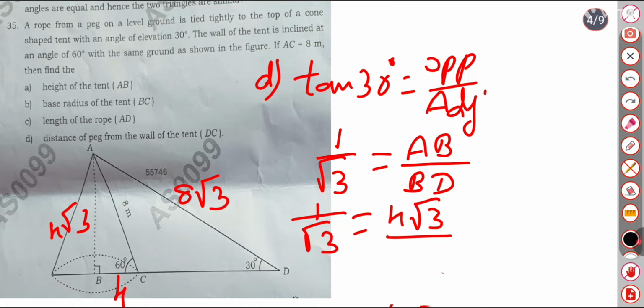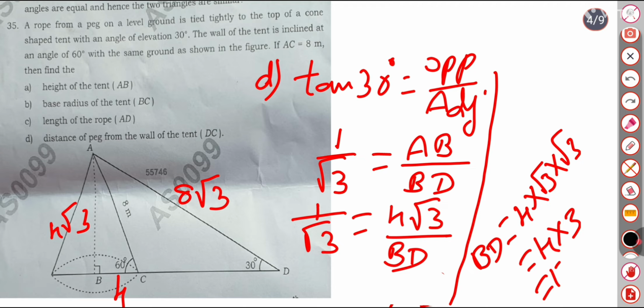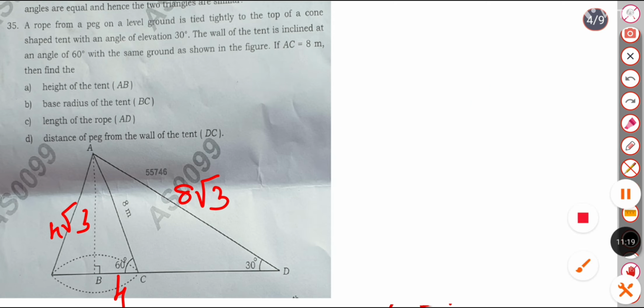BD we have to find out. So if you cross multiply, BD is equal to 4 into root 3 into root 3, which is 4 into 3, equal to 12 meters. Okay, we got BD is 12 meters, but we have to find out CD. To find CD, total it is BD.